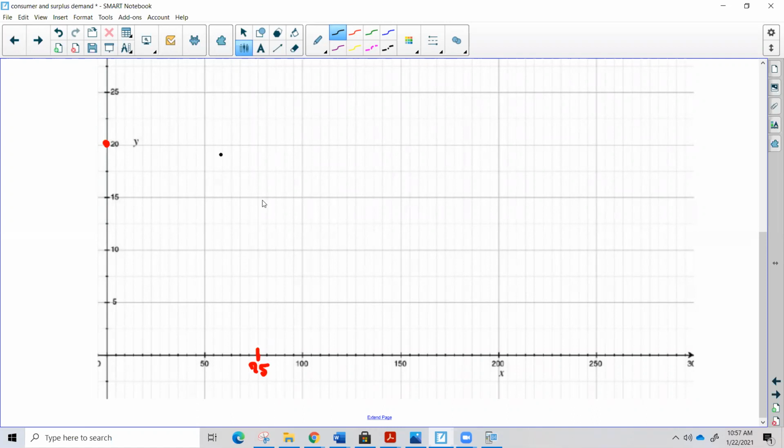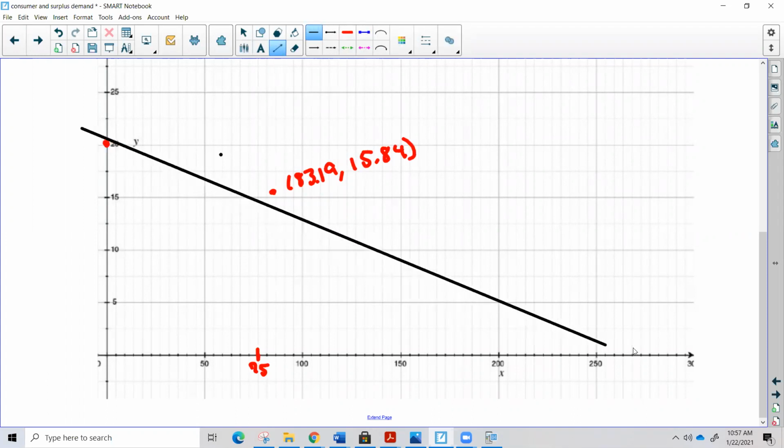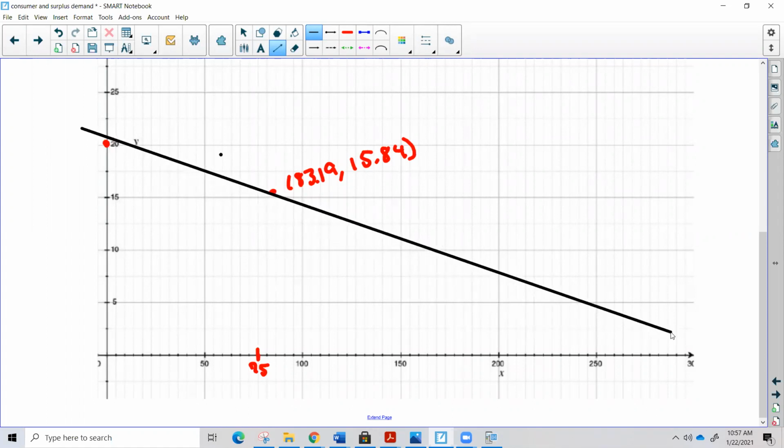And then we have 15 here. And it's 15.84. So again, 85 is here. So I'm going to go a little bit before that point and a little bit above 15. It doesn't have to be perfect. Just make sure you label it. And as we saw when I graphed it, this is a line. So I'm going to connect these 2 points with a line.